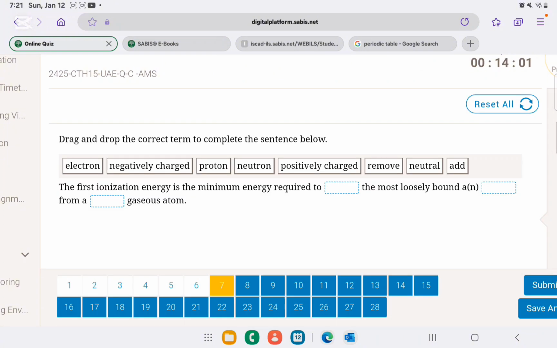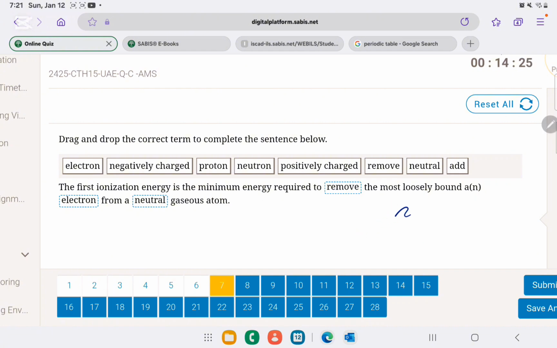The first ionization energy is the minimum energy required to remove the most loosely bound electron from a neutral gaseous atom. I'm just going to put the answers and then explain it, okay?